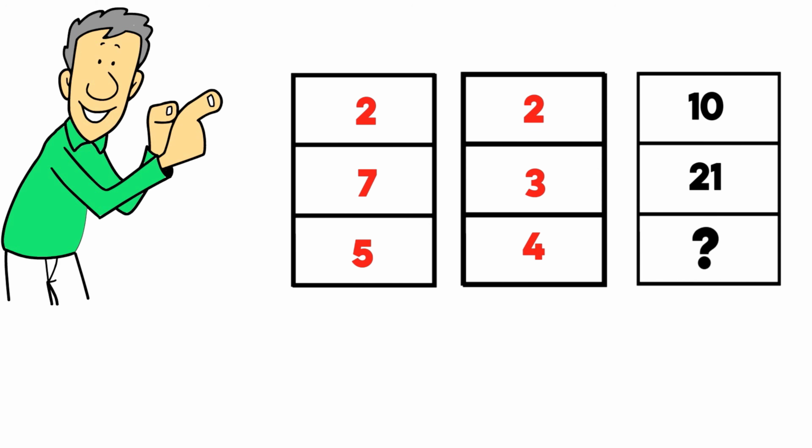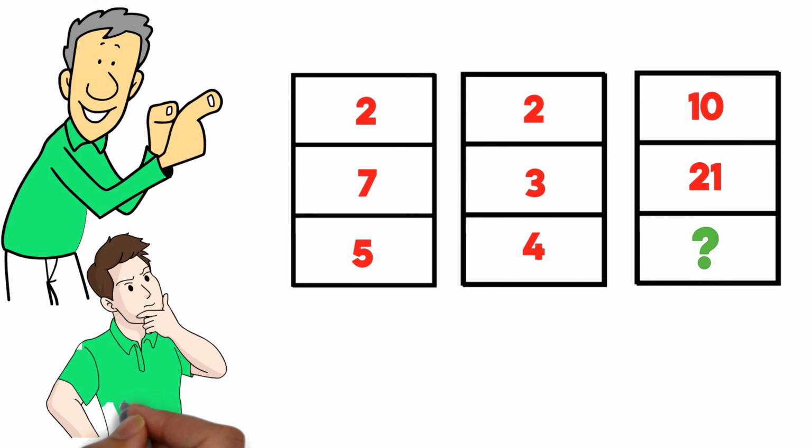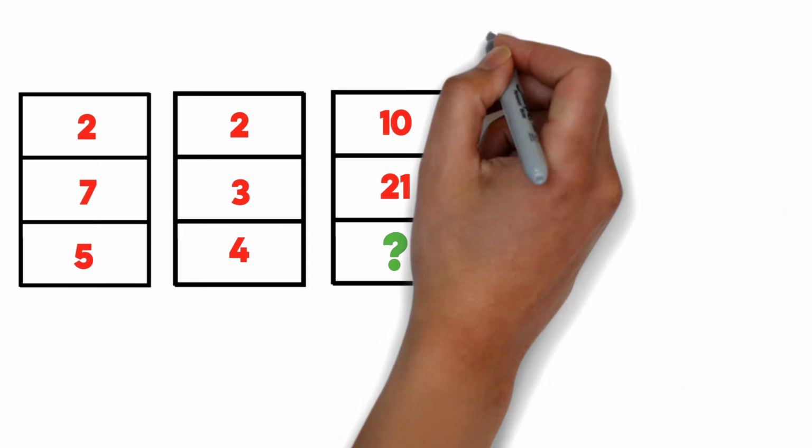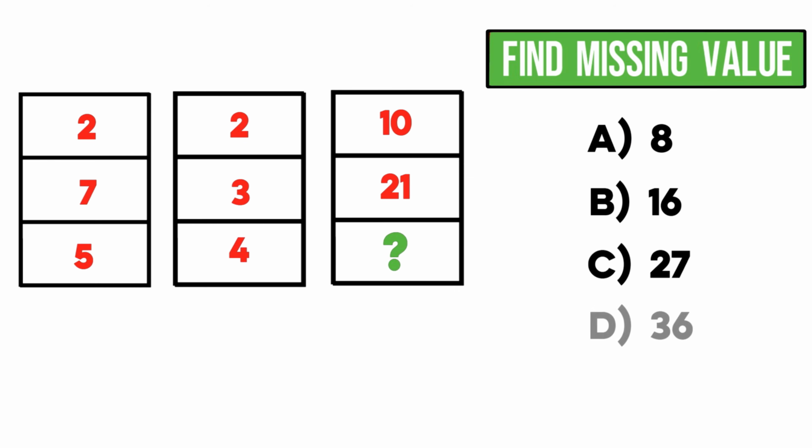And in the last, rightmost column, column number 3, we see numbers 10, 21, and then 1 number missing. You need to find the missing value, which is highlighted by a question mark, and you have 4 choices to choose from. Choice A, 8. Choice B, 16. Choice C, 27. And choice D, 36.